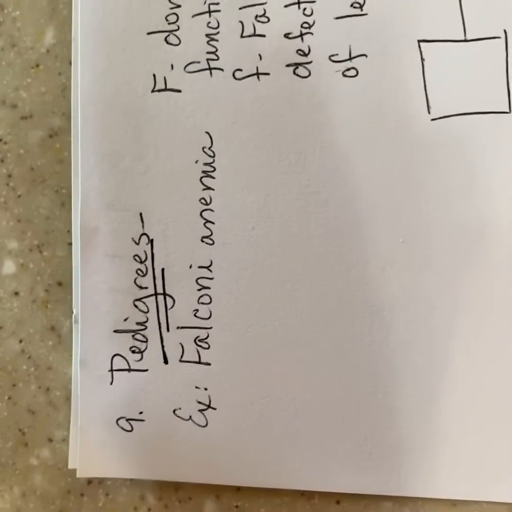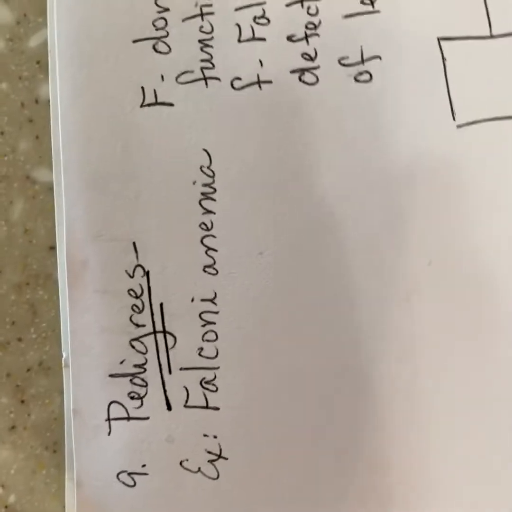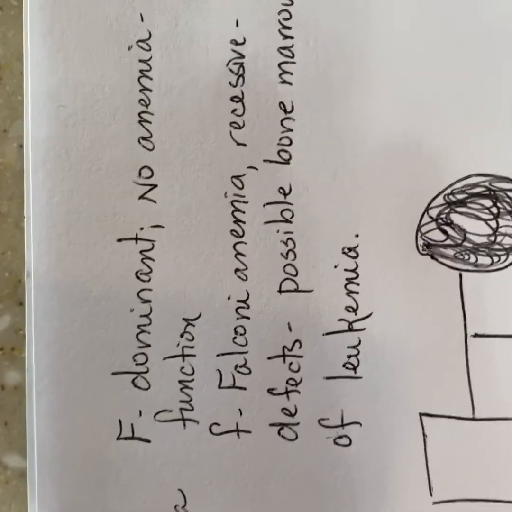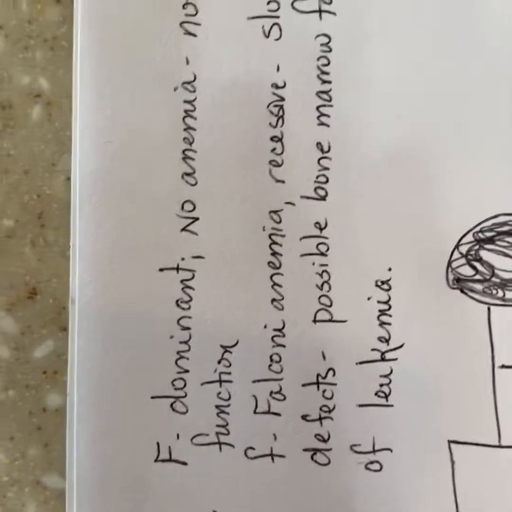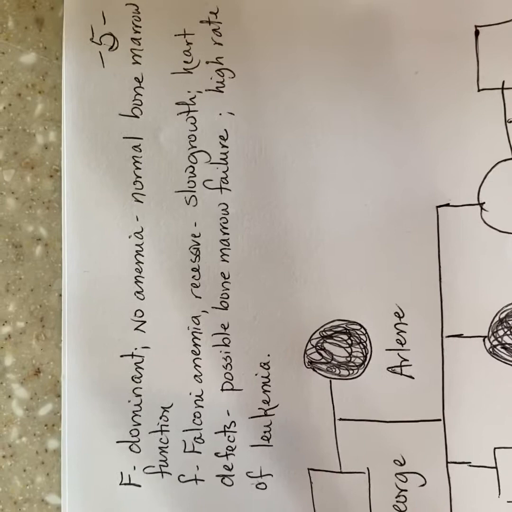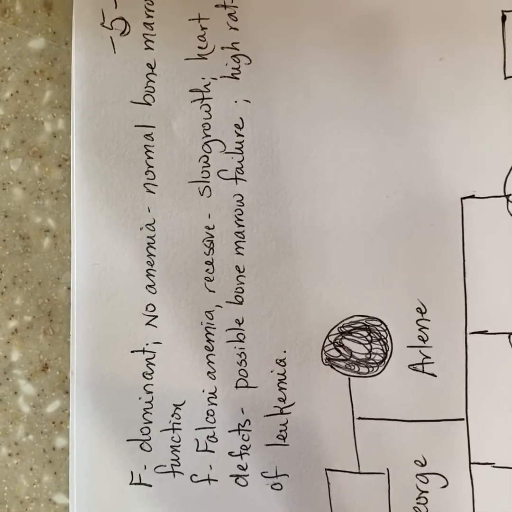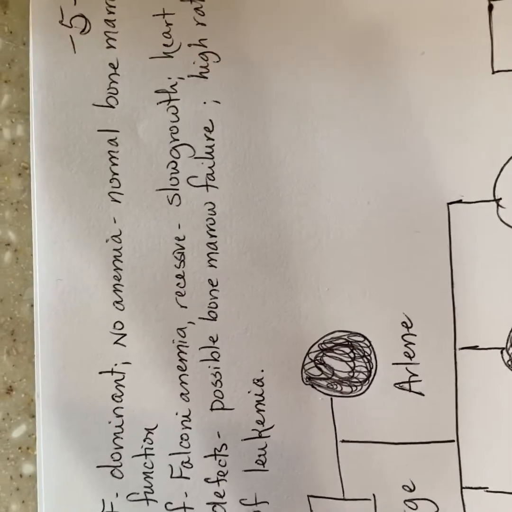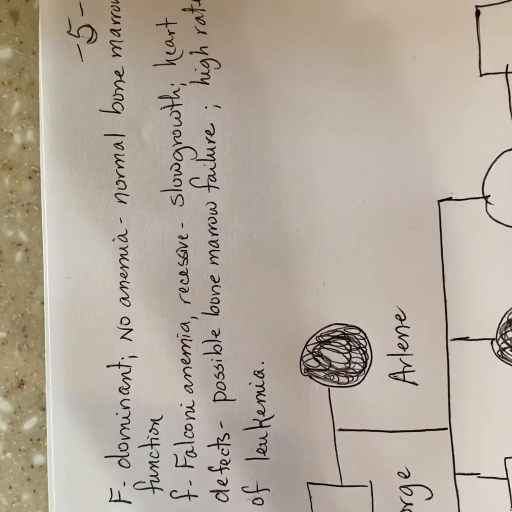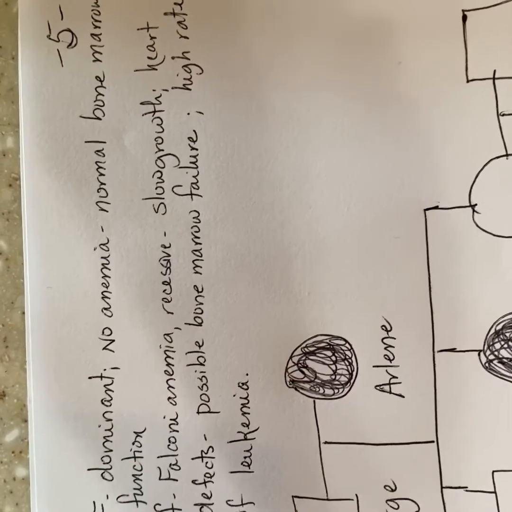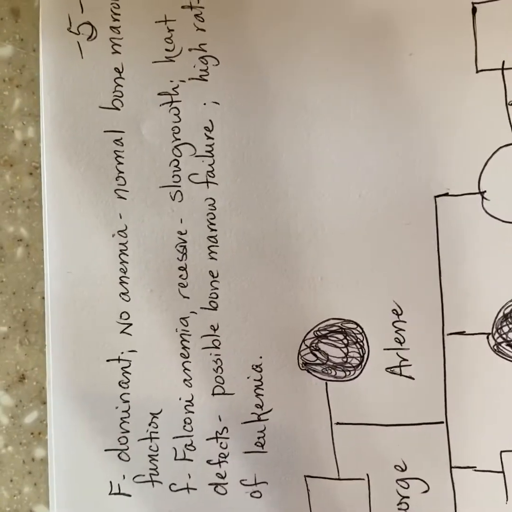Okay, so now we're going to talk about pedigrees. The example that we're going to use is called Fanconi anemia. If you have the gene big F, which is dominant, you don't have any anemia, and you actually have normal bone marrow function. If you inherit a little f, then that's a recessive gene for Fanconi anemia. It's going to mean slow growth, heart defects, maybe bone marrow failure, and a very high rate of leukemia.